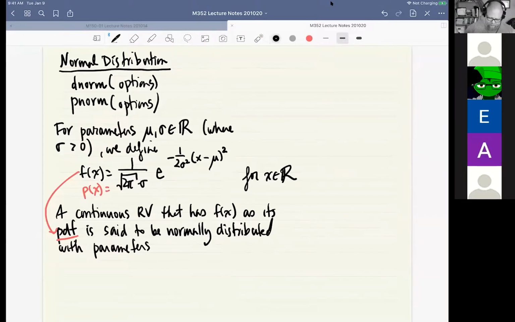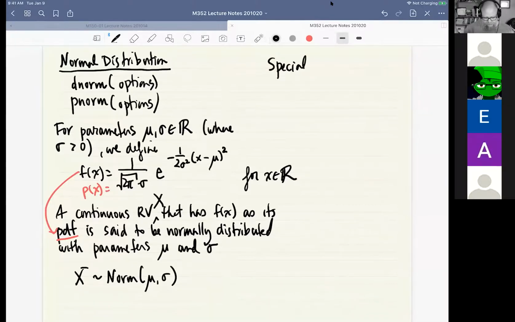So this is normally distributed with parameters mu and sigma. And if the continuous random variable is capital X, then we write X is distributed normally with parameters mu and sigma. There's a special case where mu is 0 and sigma is 1. Then we say X is the standard normal.